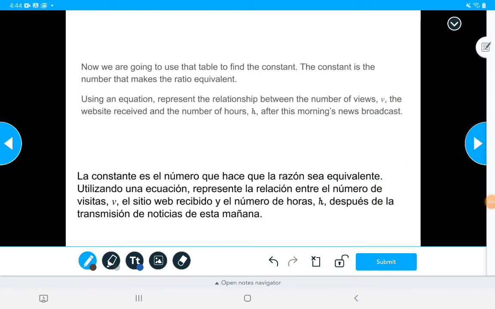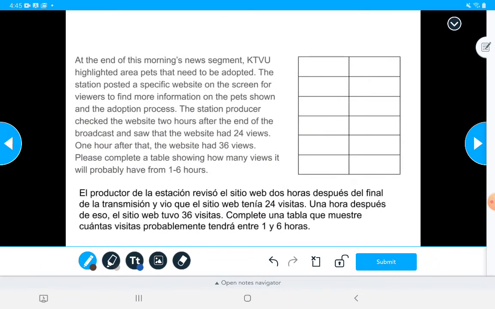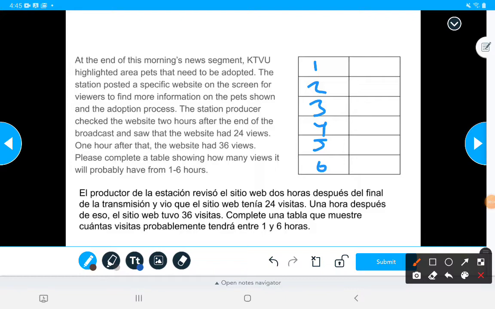Now we're going to use that equation to find the constant. Again, we could go back and look at it. Unfortunately for me, mine gets deleted, but you guys will stay on there, so you can go back and check. Just for a reminder, we knew it was 1, 2, 3, 4, 5, 6, and this was 12, 24, 36, 48, 60, and 72. And each one was times 12.